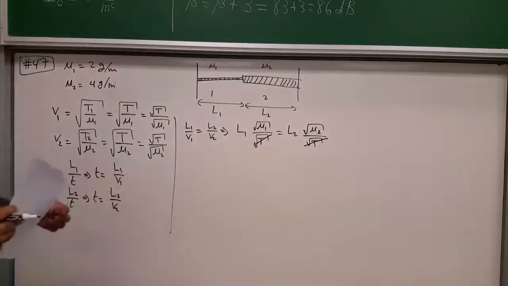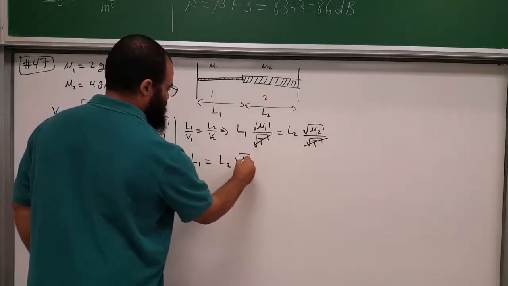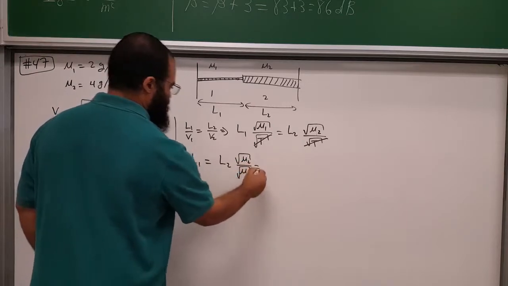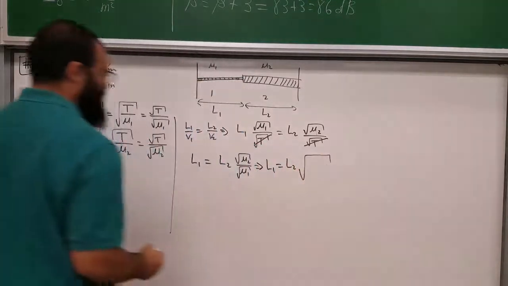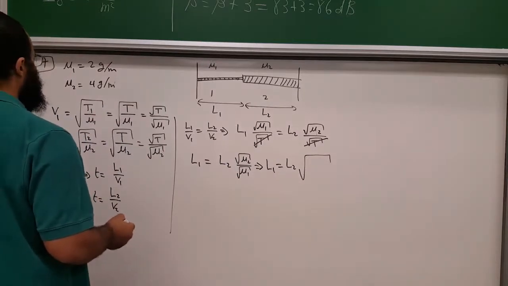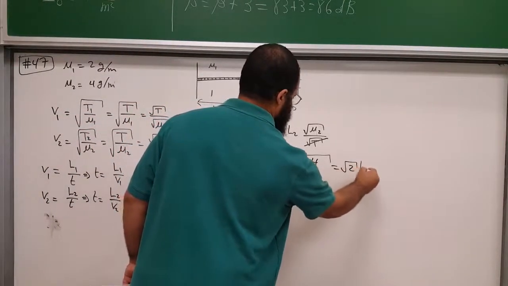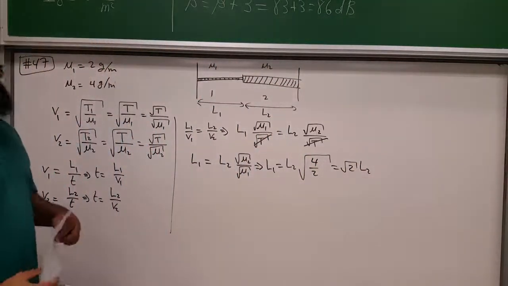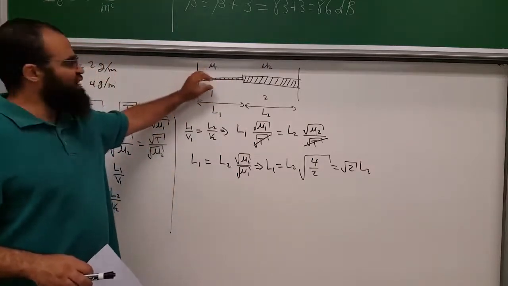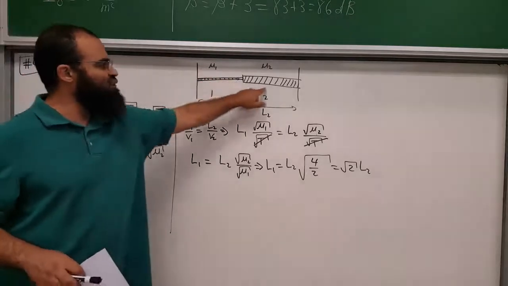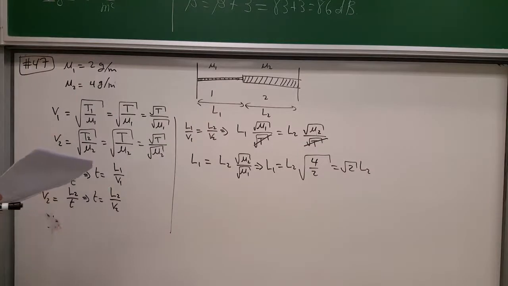I think they want L1 as a multiple of L2, so we get L1 equals L2 times the square root of mu2 over mu1. Mu2 is 4 and mu1 is 2. The grams per meter cancel, so I get 4 over 2, and so it will be radical 2 times L2. So L1 will be a little bit longer, which makes sense because L1 is less thick, so it's less damped. The waves will travel quicker, and this one is more dense and thicker, so the transverse waves will travel slower.